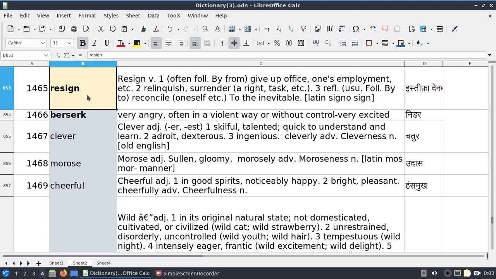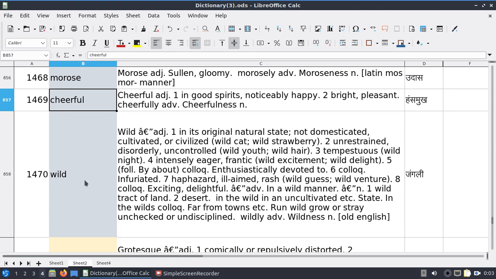Berserk means very angry, and this anger is actually in a violent way. It is without control. It is fully excited. Clever is not related to this. We know clever means talented, skillful. Morose means dull, gloomy. Cheerful is also not related to berserk. Cheerful means in good spirits. She is always cheerful.